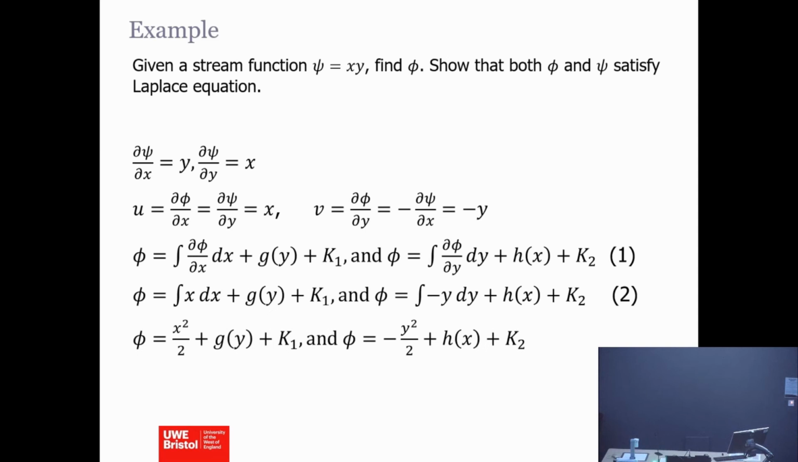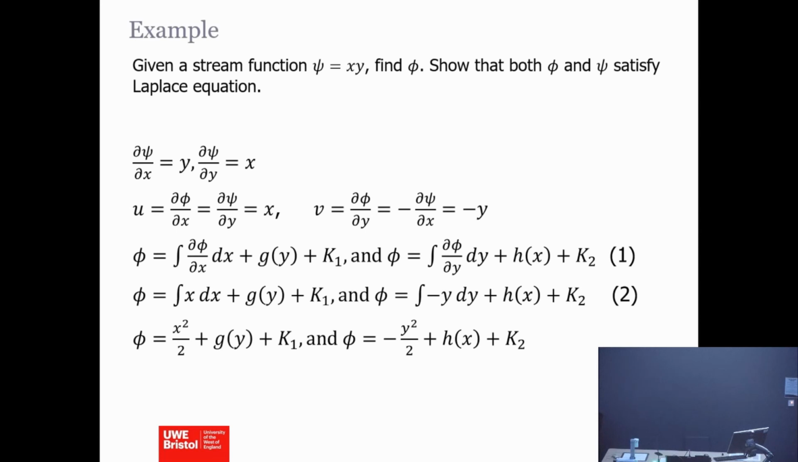Okay, I'm not going through the integral, it's quite simple. The main thing is to understand what we're doing. Don't worry, you can do the maths later, I trust you. So you've got here d phi dy equal minus y, d phi dx equal x. So you've got two equations you're integrating, and you end up with two expressions for phi.